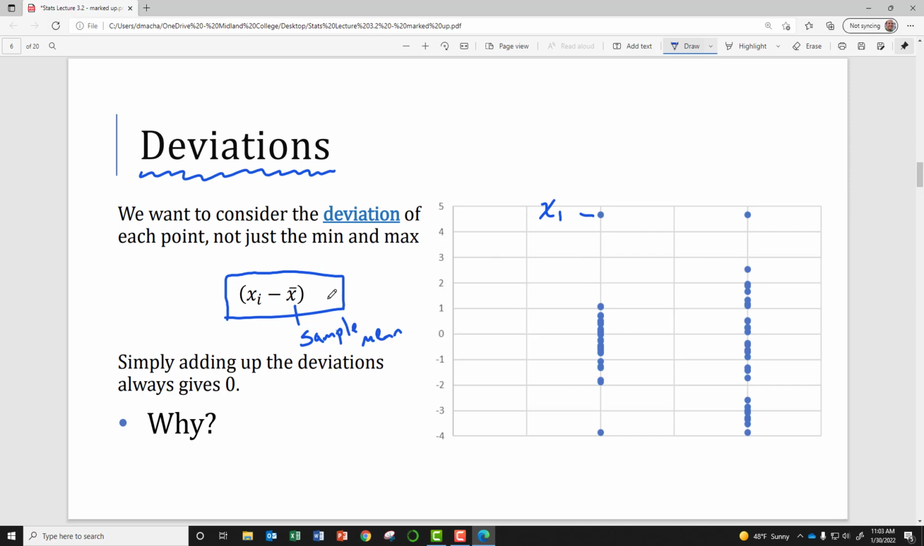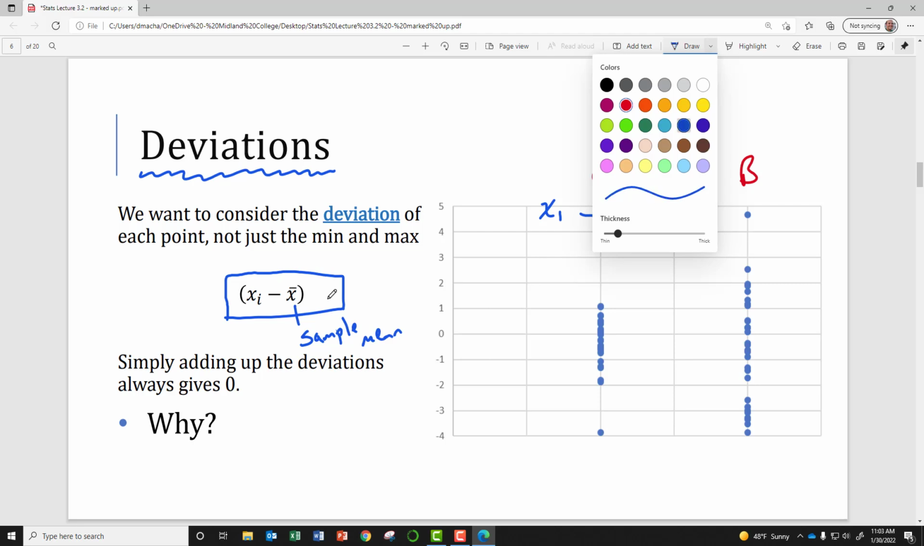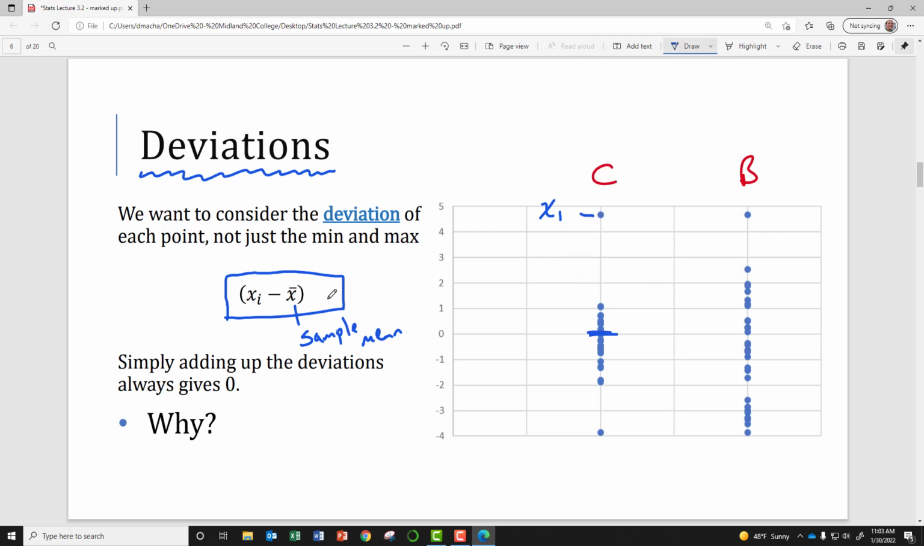So for these data sets, again I named them B and C, the sample mean is right here at 0. And the deviation here would be the difference between any one of these measurements and the mean. So this would be like x1 minus x bar. And if I really was concerned about this measurement right here, which is maybe like x subscript 12 or something like that, and I wanted to calculate the deviation here, I'd do x12 minus the sample mean.